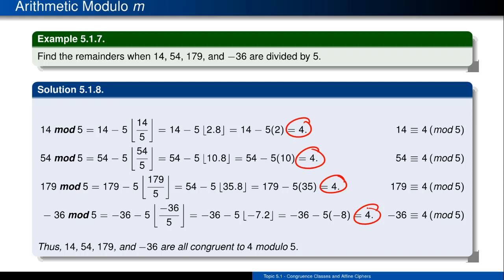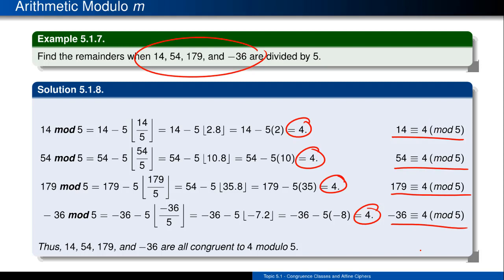If I phrase this in the world of modular arithmetic, I'm going to say that 14 is congruent to 4 mod 5. Likewise, 54 is also congruent to 4 mod 5. 179 is as well as negative 36. So these four numbers, even though they look very different in the classic integer setting, if I look at them in the mod 5 setting, they're all going to look the exact same.